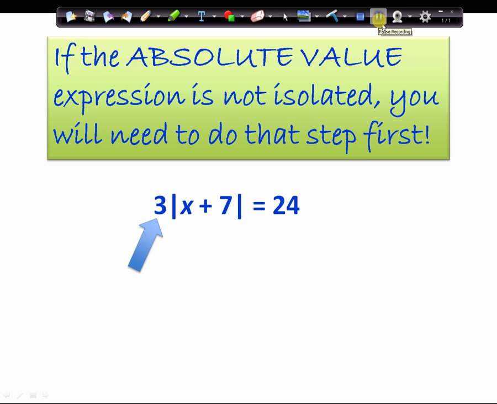If the absolute value expression is not isolated, you will need to do that step first. So here, if you look at it, there's a number on the outside of the absolute value bars. So if there's any kind of number on the outside of the absolute value bars, you need to move that first. Here, if the 3 is right next to the absolute value bars, it means that it's being multiplied, so we'll divide by the 3 to get rid of that.